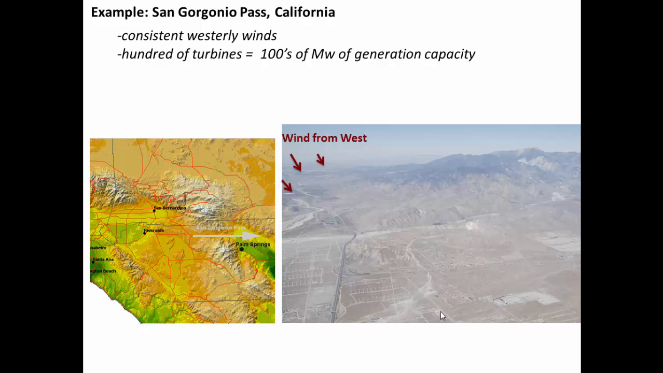A good example of this is the west coast of California. Here's San Gorgonio Pass, located just east of Los Angeles. Here's the Los Angeles basin over here. Westerly winds are coming and being forced through this mountain pass. If you've ever driven the highway through here, there are hundreds of wind turbines laid out on the other side of this mountain pass. Those consistently westerly winds are forced through the pass, they accelerate, and they make lots of wind energy here.